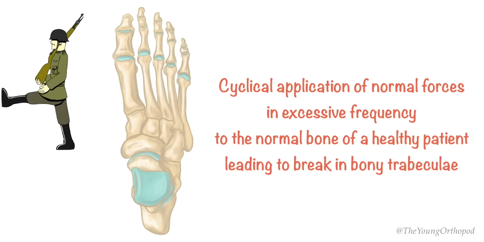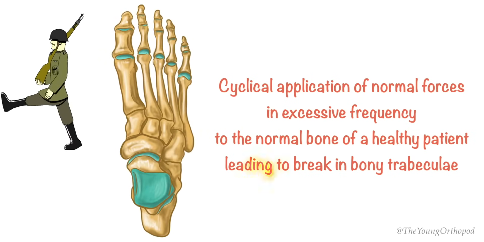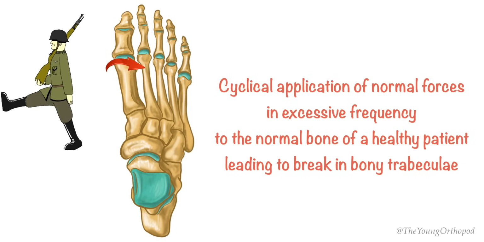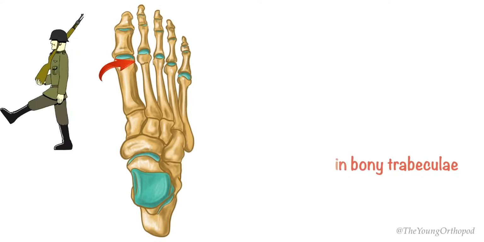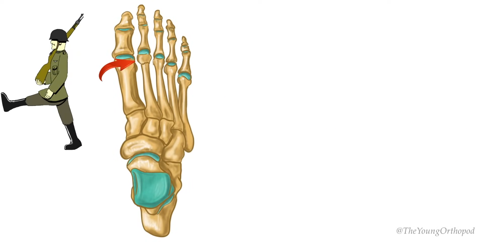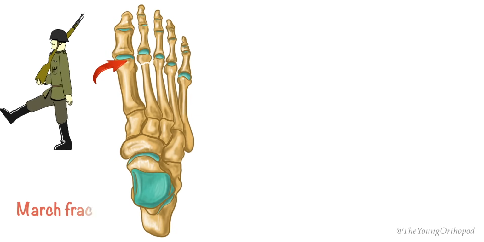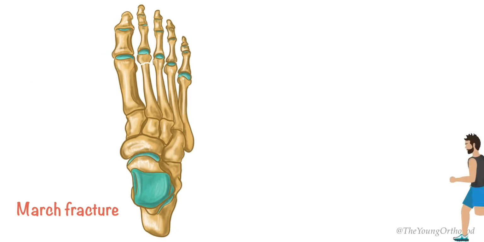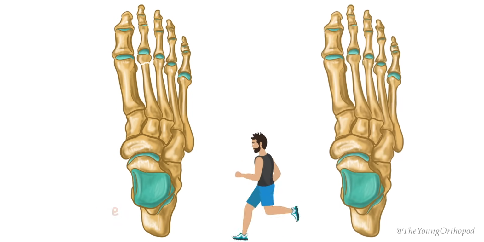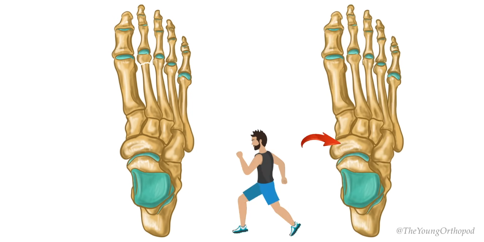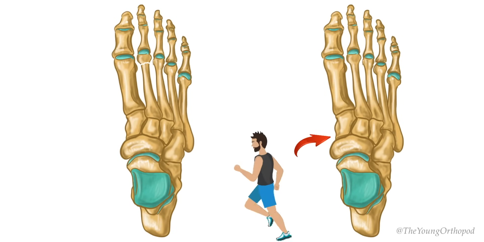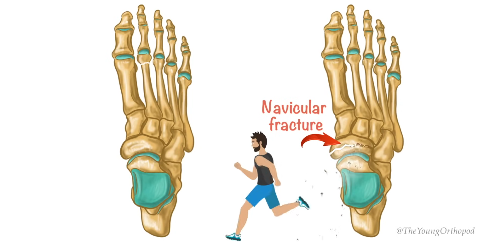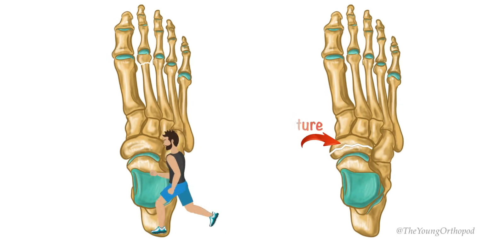A stress or fatigue fracture results from the cyclical application of normal forces in excessive frequency to the normal bone of a healthy patient, leading to break in the bony trabeculae. The classic examples include the second metatarsal fractures of army recruits, popularly known as the March fracture, and the fracture of navicular bone in athletes. Stress fractures are typically seen in military personnel, athletes, or dancers when the intensity of the exercise is significantly increased from the baseline.